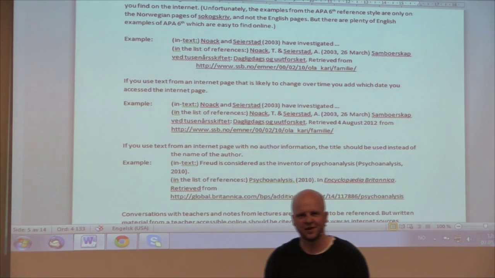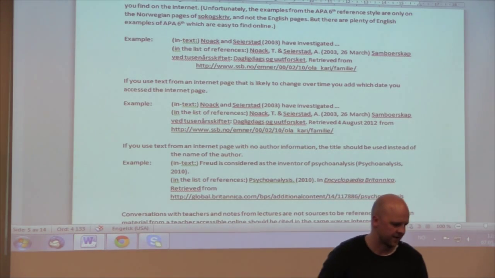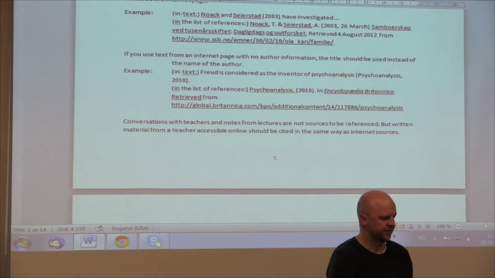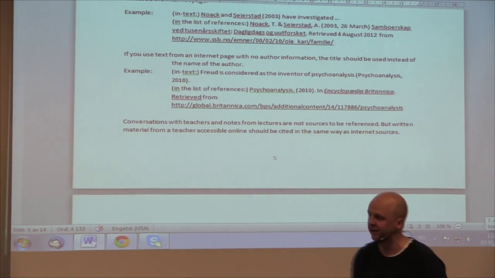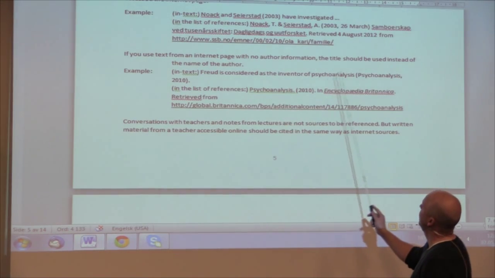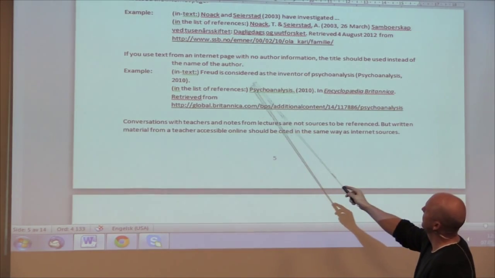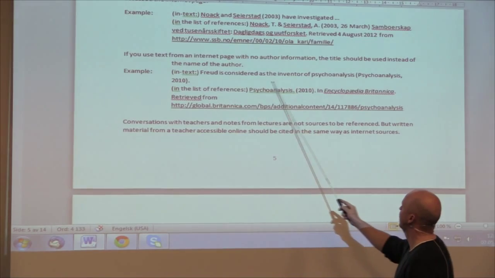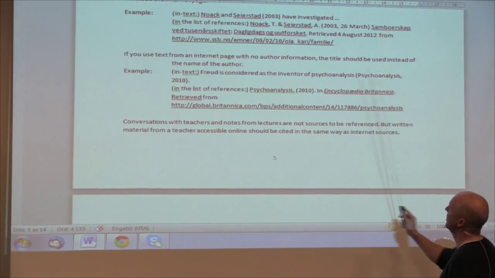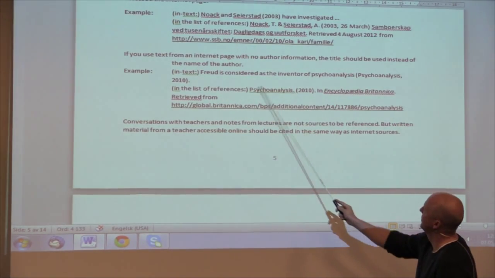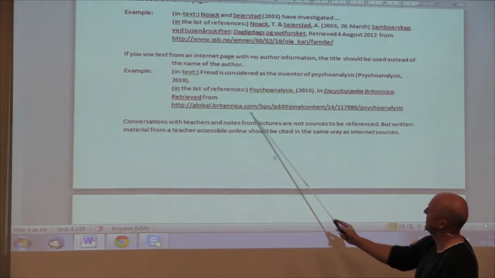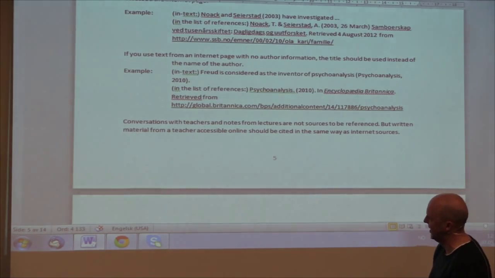And if it's a discussion, you'll have to ask the authors, etc. If you don't find the name of the author, or if you don't find the year, etc., you can't write it. But then if you don't have the author name, then you'll just use the title of the text instead. So Freud is considered as this and that, psychoanalysis 2010. And then you write psychoanalysis 2010 was found in Encyclopedia Britannica at this web page.